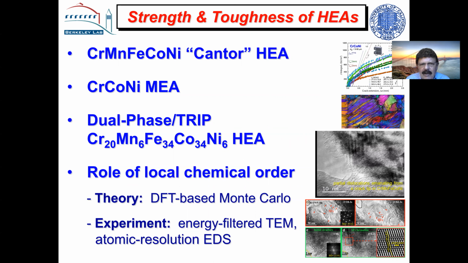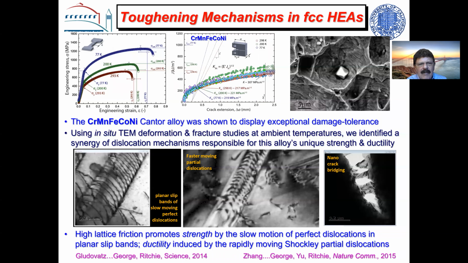Talk initially about the Cantor alloy, then about the three component, the so-called medium entropy alloy. Mention a little bit about dual phase or TRIP alloys, and then talk about what we think is a kind of important topic, which is this question of the local order. Okay, so just to recap on some old stuff, this was the original Cantor alloy.